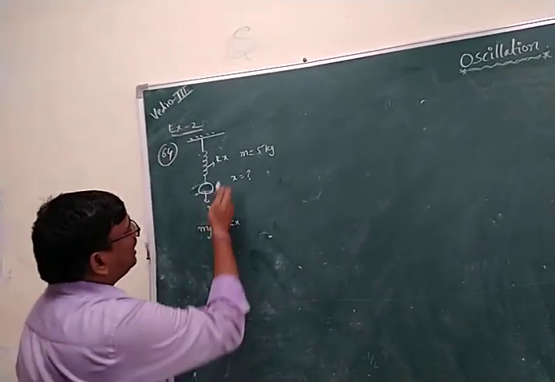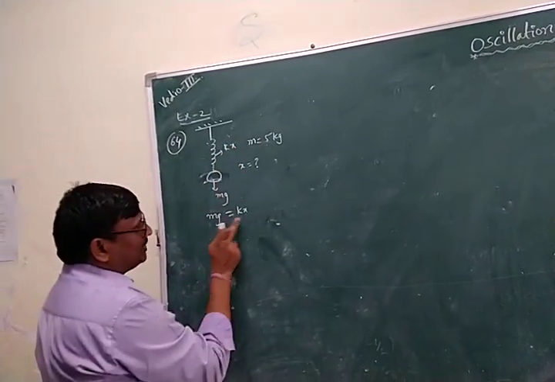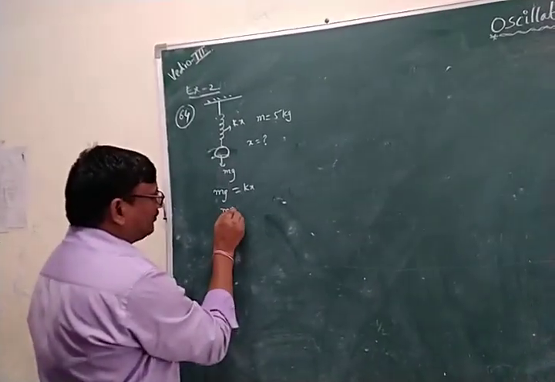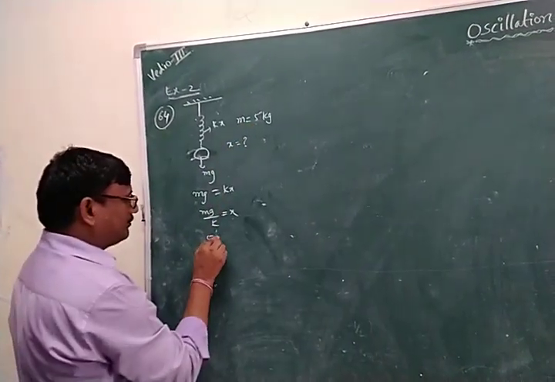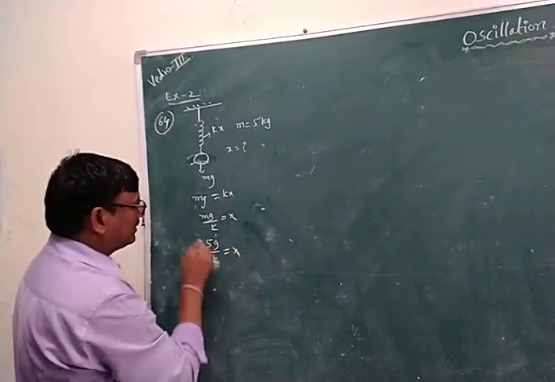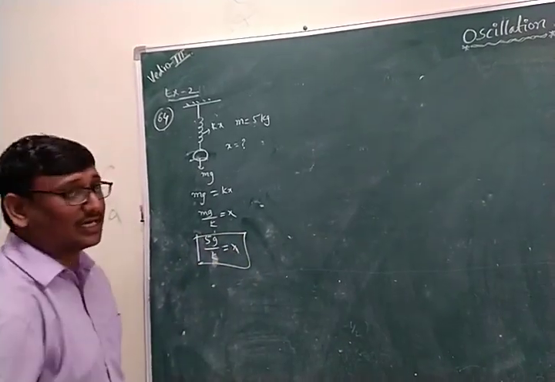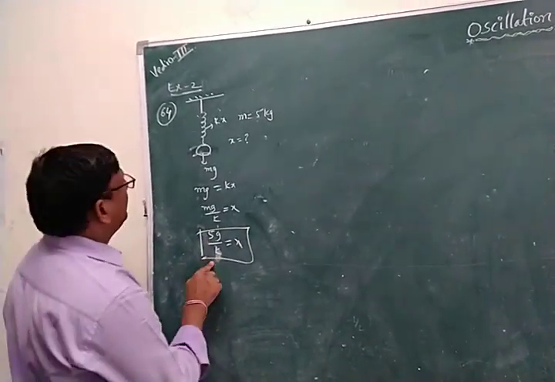See here, we know that upward force is equal to downward force. Mg is equal to Kx. Then Mg by K is equal to X. M is equal to how much? 5. Now 5g by K is equal to X. The extension is X equal to 5g by K.